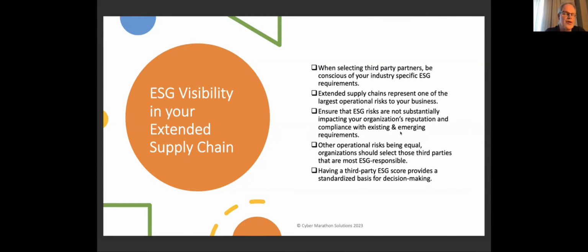So within your third-party risk management programs, yes, you should be considering ESG. You should make sure it's aligned with your company's positions on ESG, but it's not generally the decision on who to proceed with.